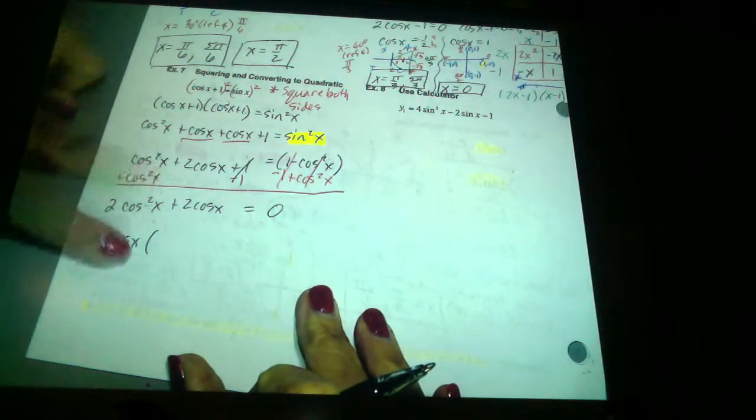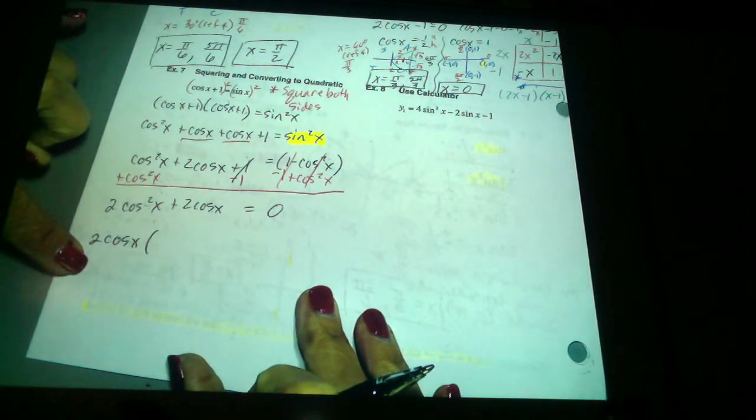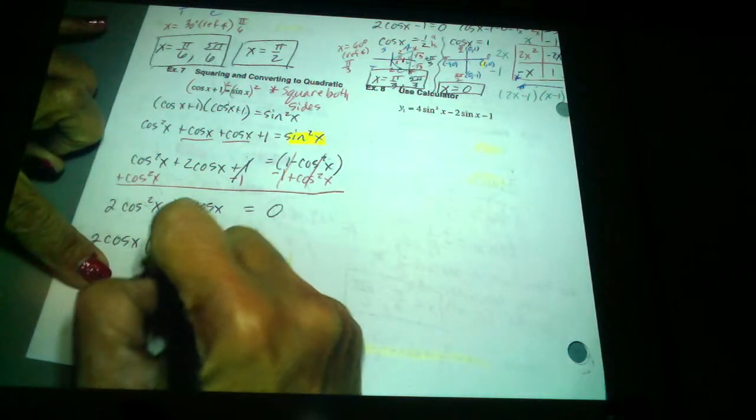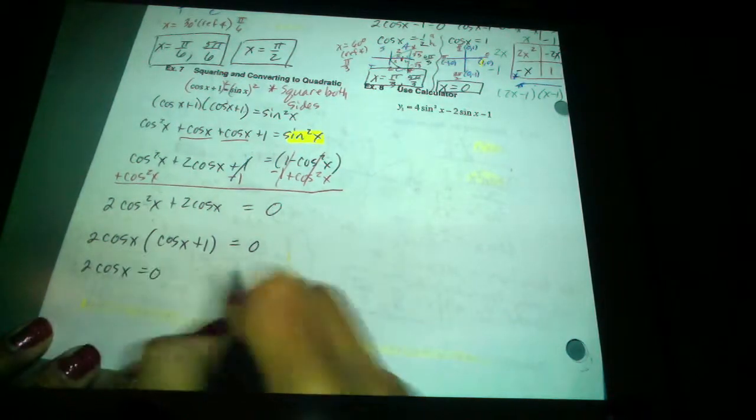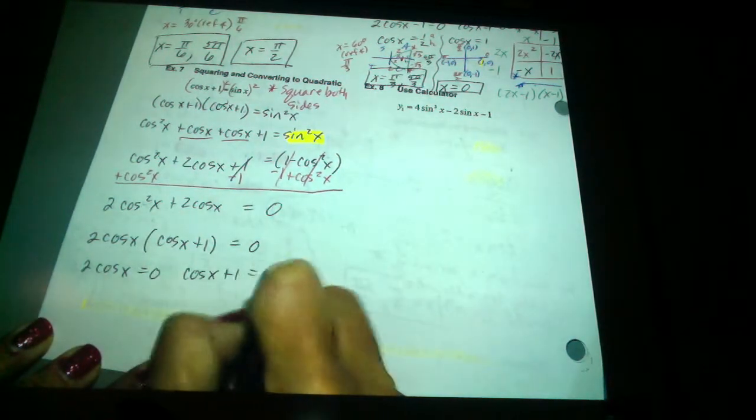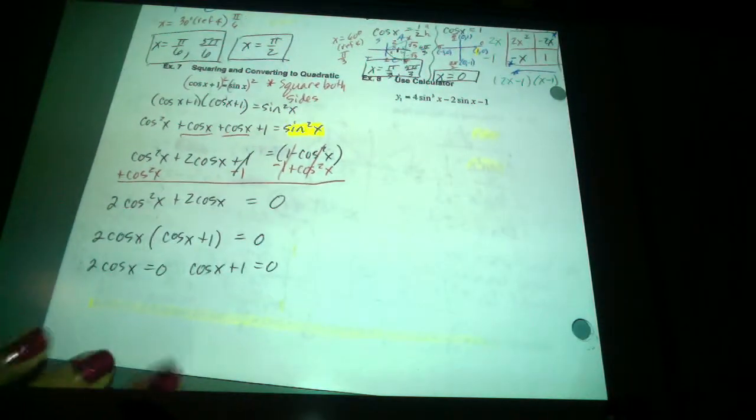I don't have to use the box method. I've got 2 terms. Don't they both have a 2 and a cosine in common? So I'm going to factor a 2 cosine of x out in front of parentheses. If I divide this by a 2 cosine of x, the 2's cancel. One of the cosines cancel. I'm left with a cosine. If I divide these two, I'm taking something and dividing it by itself, I get a plus 1 equals 0. We got now 2 different factors, so each of those equal to 0. So 2 cosine of x is equal to 0. Cosine of x plus 1 equals 0. Solve for cosine of x.